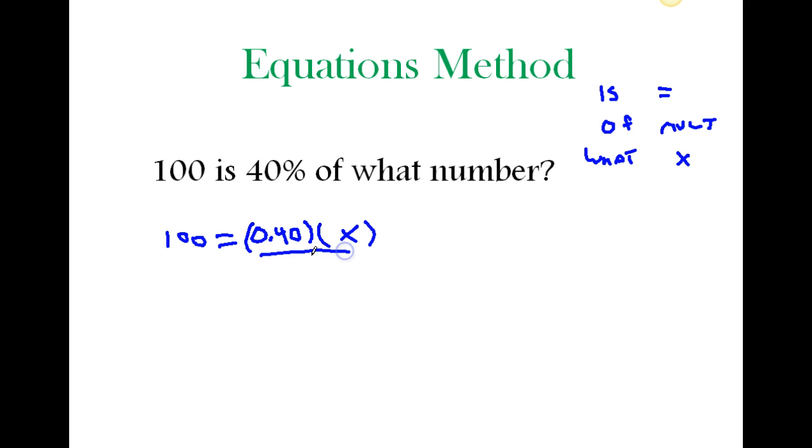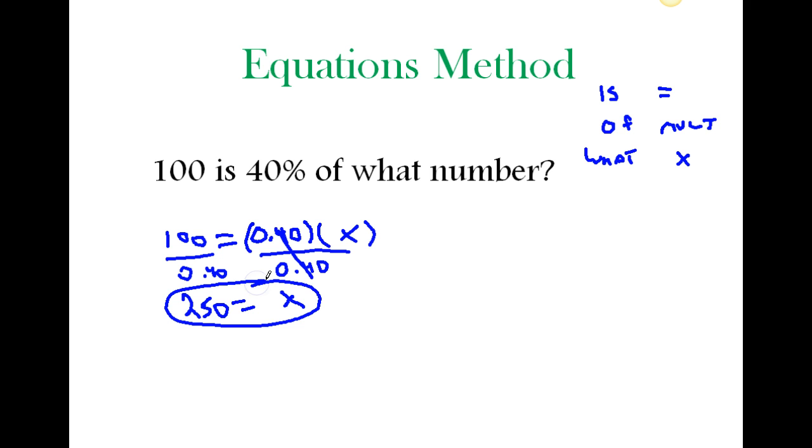All right, I'm going to solve by dividing both sides by 0.40. That cancels. And then 100 divided by 0.40 will be 250. Once again, you'll use a calculator for these. And this is an exact answer. This is not estimated.